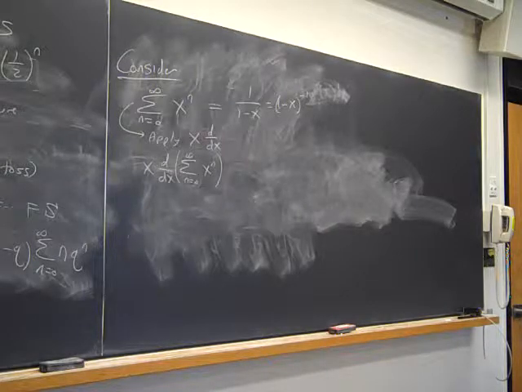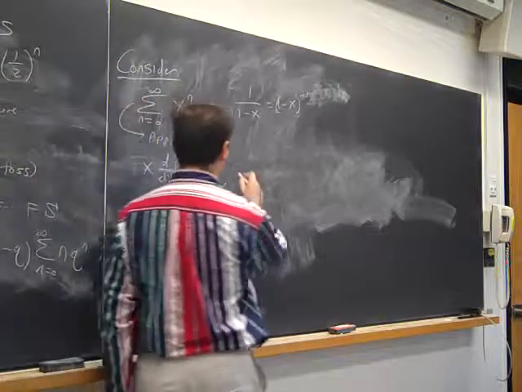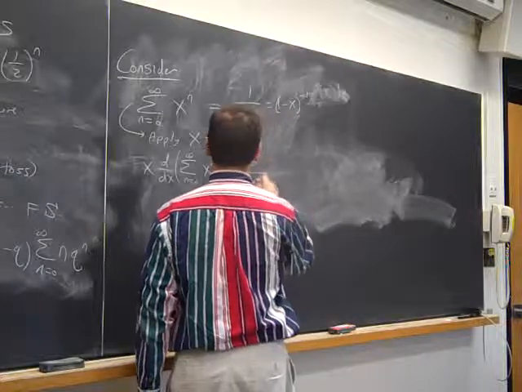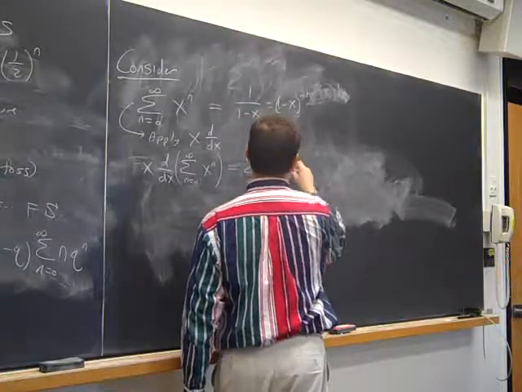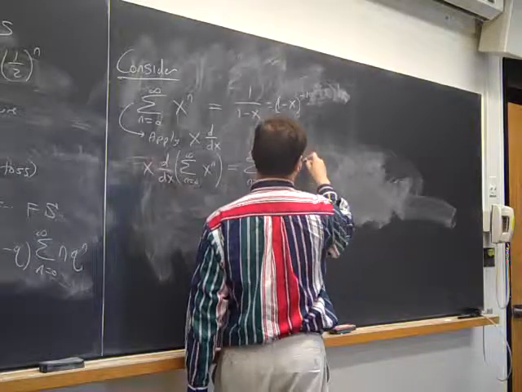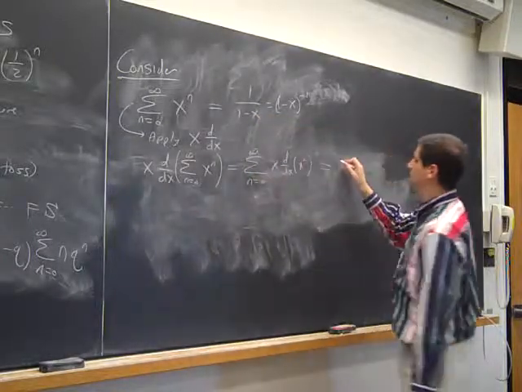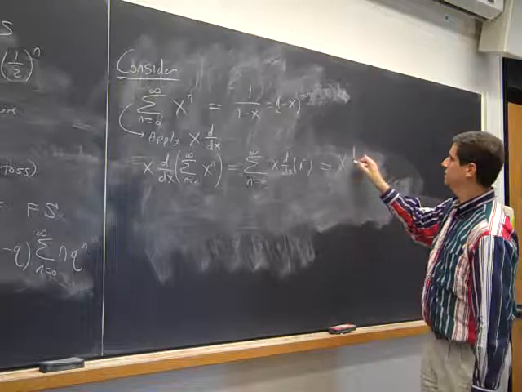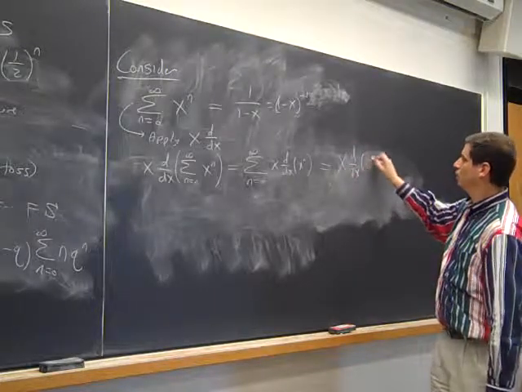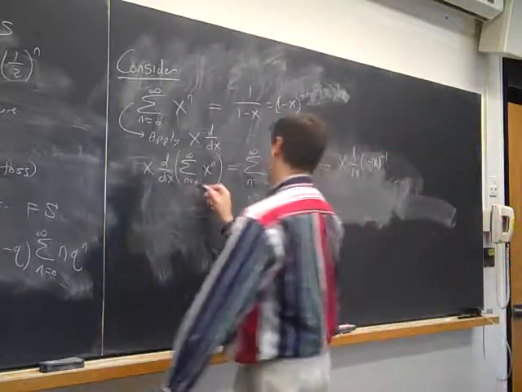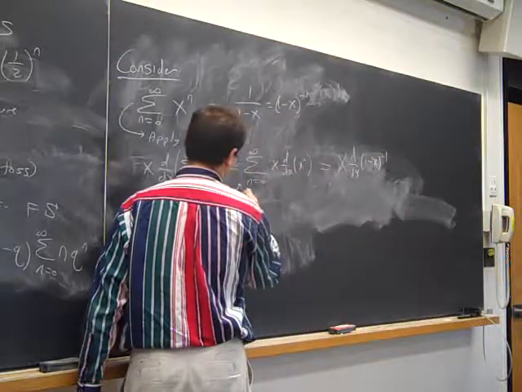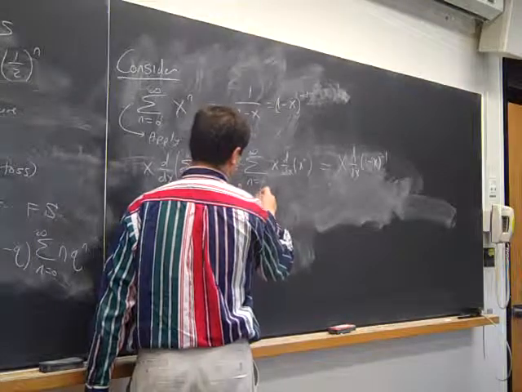Pull it inside. I want to pull it inside. So this has to be justified. So the sum n goes from 0 to infinity of x d by dx of x to the n, and then that would be the same as x d by dx acting on 1 minus x inverse. So we must justify.